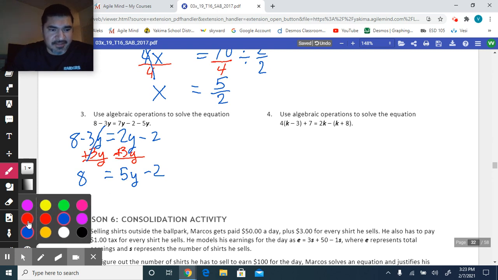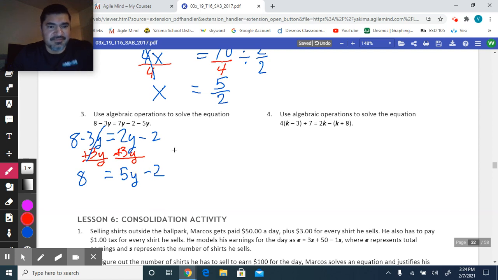Our next step is we need to get rid of this -2. How do you get rid of -2? Well, we need to add 2. And what we do to one side of the equation, we have to do to the other side. Keep that equation balanced.